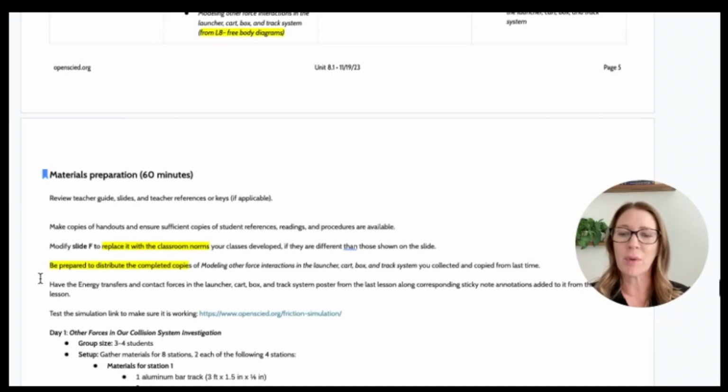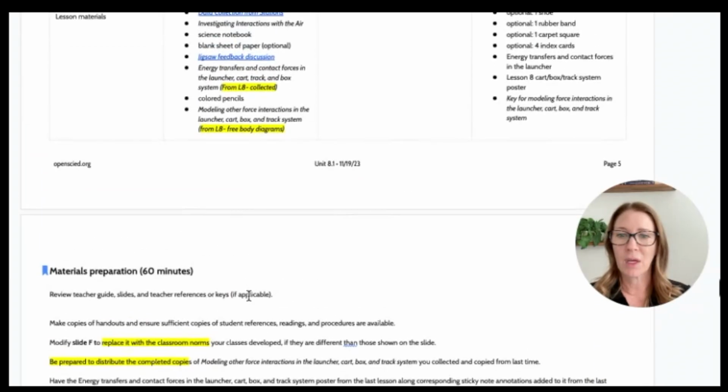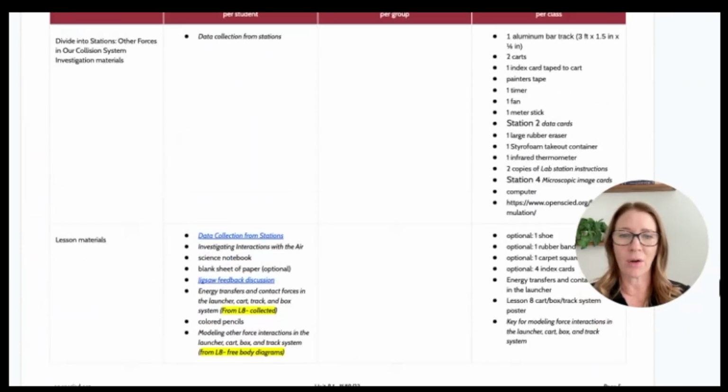And then also be prepared to distribute completed copies of, this is probably something you collected, first, the energy transfer model. They're going to revise that where it's the cart system at those different time points. And then also they're going to revise, after their jigsaw discussion, the free body diagram handout. So you're going to need to get those back to students or make sure they know where they are in their notebook.